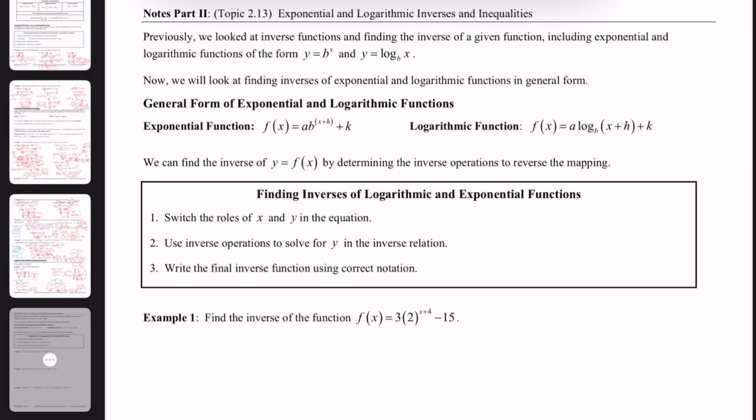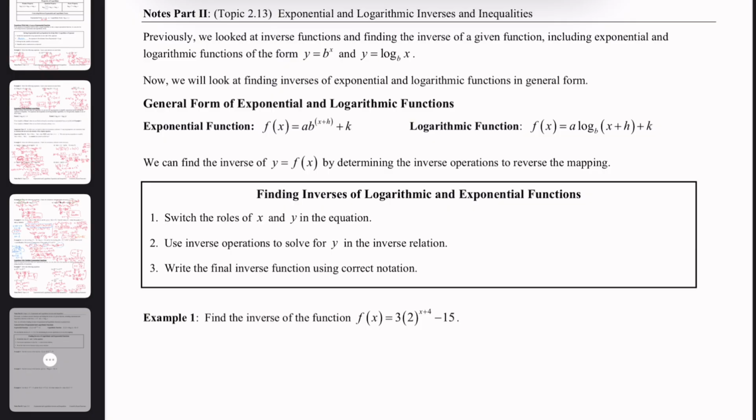Welcome back to another AP Calculus video. This is part 2 of topic 2.13 of exponential and log equations, inverses, and inequalities. In part 1 we looked at more of the equations and inequalities. This one we'll go over inverses and inequalities.